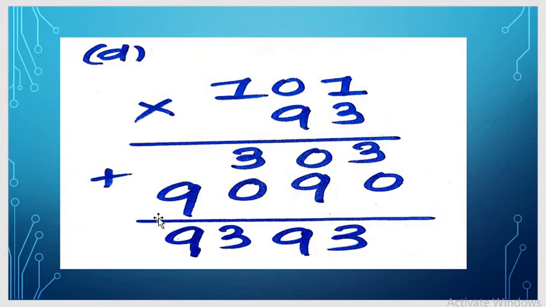9393. What did we get, all students? Answer, what did we get? 9393 is our answer. Got my point, all students? I hope you all understood.